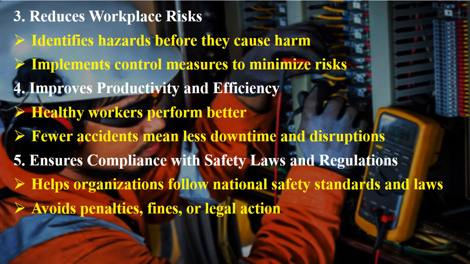3. Occupational health and safety is also essential and very important because it reduces workplace risk. How does it reduce workplace risk? OHS are the set of procedures and policies in the company that is used to identify hazards before they can cause harm, and OHS also implements control measures to minimize risk. That's how it reduces workplace risk.